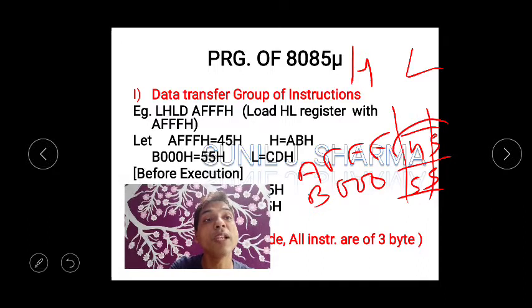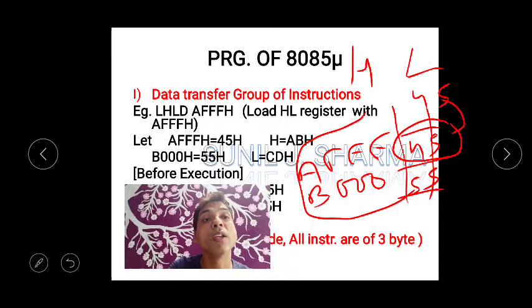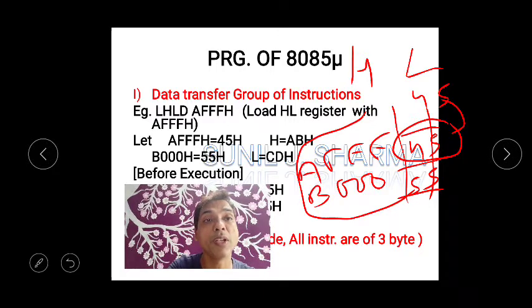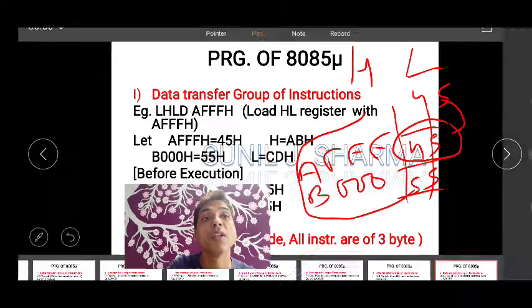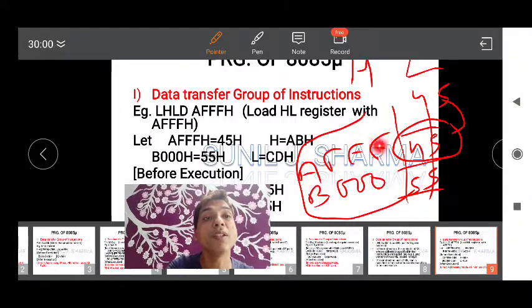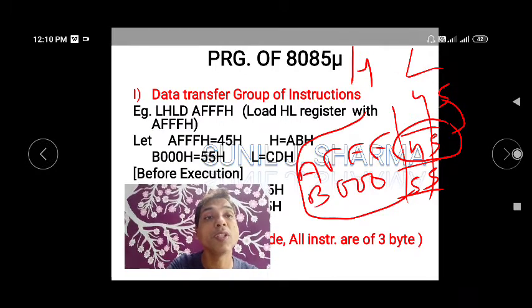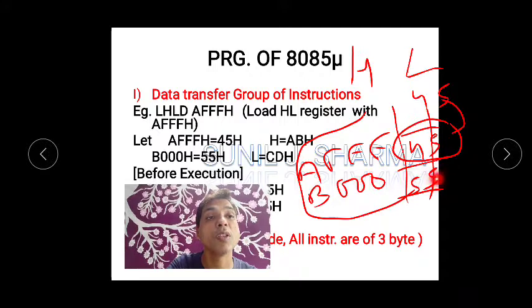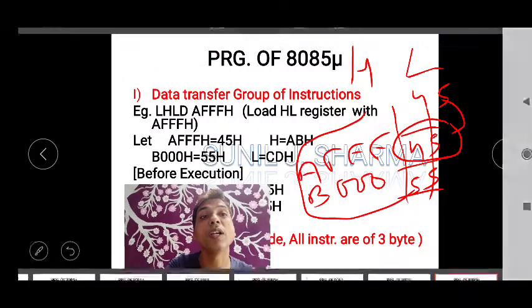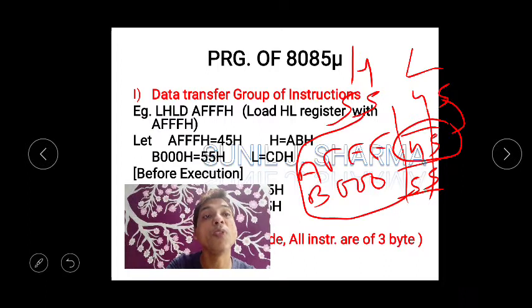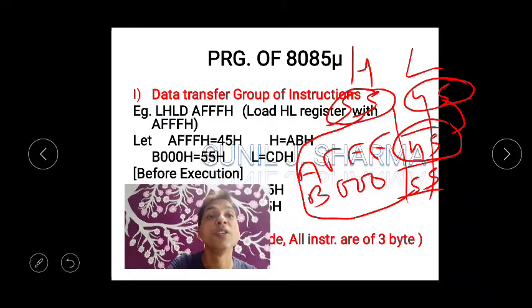Whatever value is at the lower address will be given to L, and whatever is at the higher address will go to H. This address is less than that one, so we call it the lower address, and its value will be given to the L register. This is the next memory location, and its value has to be given to the higher order register H. So 55 will be stored in H and 45 will be stored in L. So what do you mean by this instruction?